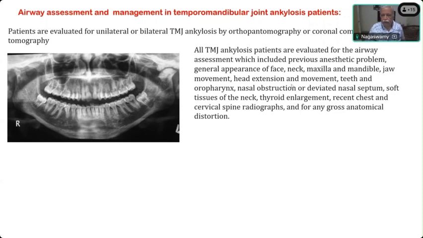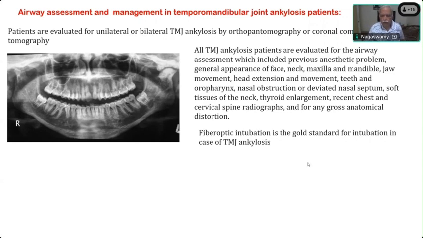So these are the airway assessments that you have to do. So don't write anything like a normal patient and start describing. It is not necessary at all. Okay. Yes, sir. So fiber optic intubation is the gold standard for these cases.